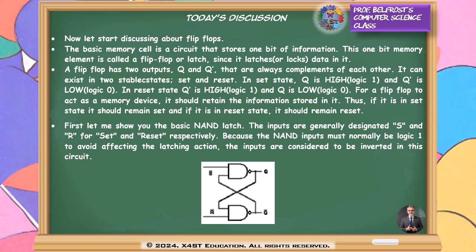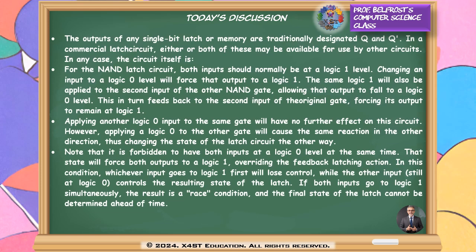Okay, let's see the basic NAND latch. The inputs are generally designated as S and R, set and reset. Because the NAND inputs must normally be logic 1 to avoid affecting the latching action, the inputs are considered to be inverted in this circuit. You can see how the NAND latch is built in this slide. The outputs of any single-bit latch or memory are traditionally designated Q and Q naught. In any case, the circuit itself needs to have these three characteristics. I want you to read it by yourself.